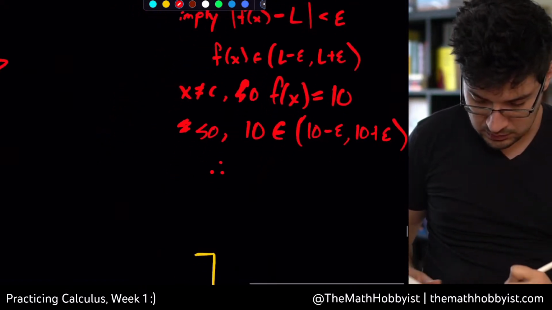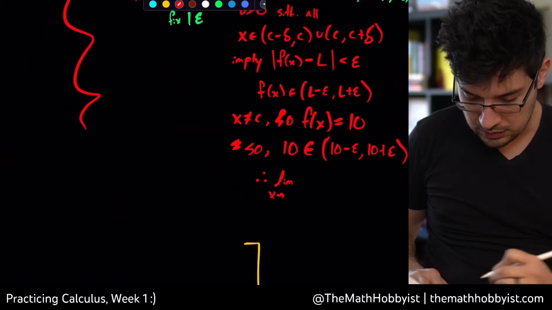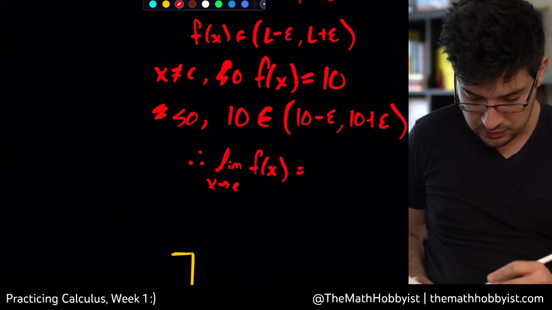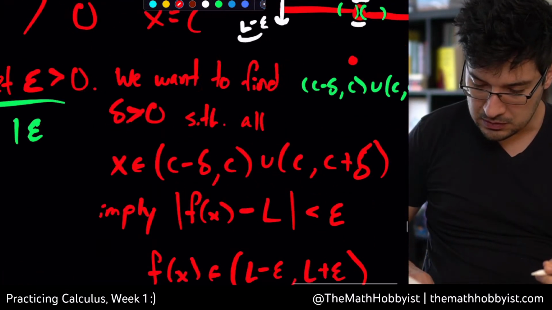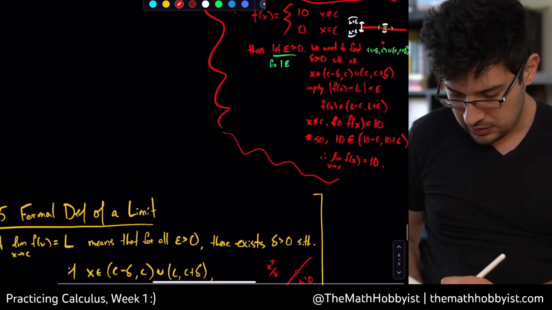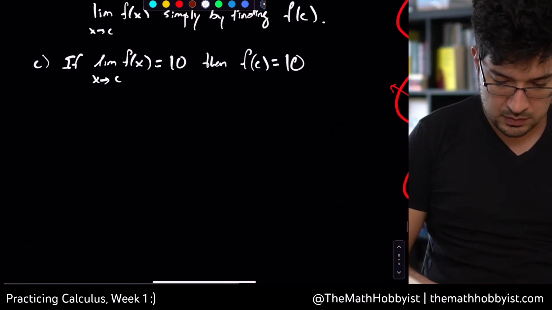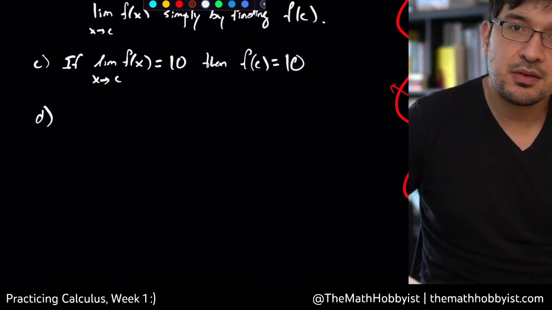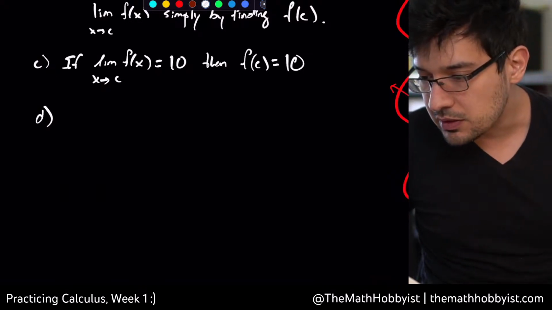Therefore, the limit as x tends to c of the function that we created is indeed 10, even though the function value is 0. So there's a little epsilon delta proof, which is the next section, which is optional. So I don't know how Taalman wants us to answer these without doing the whole proof.